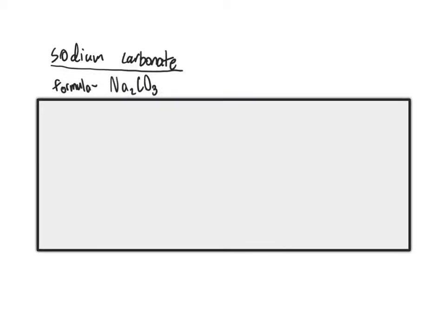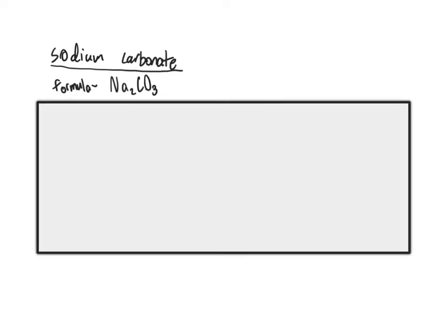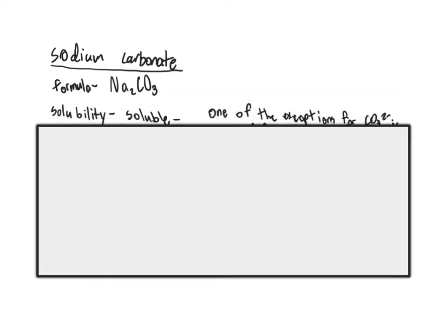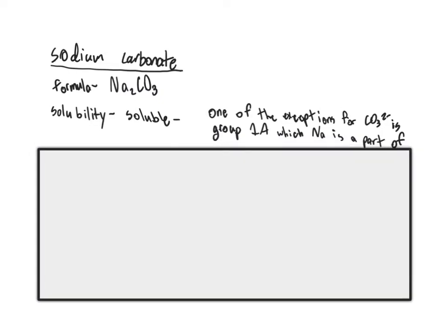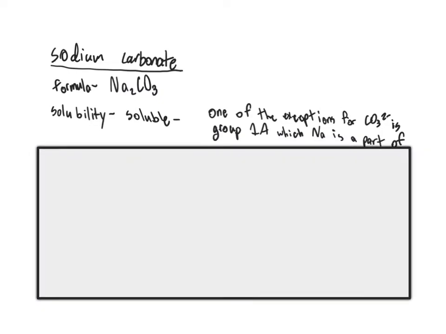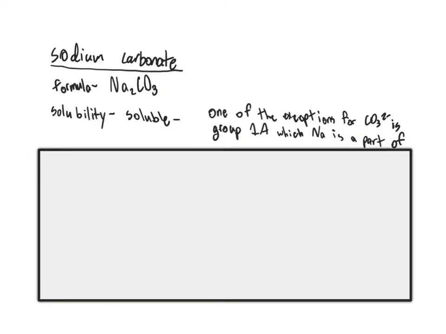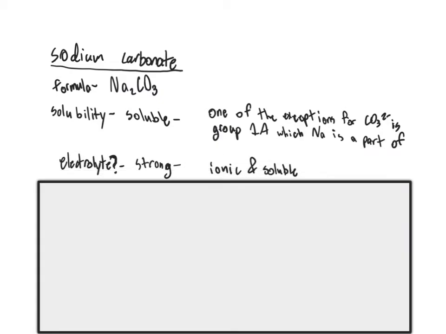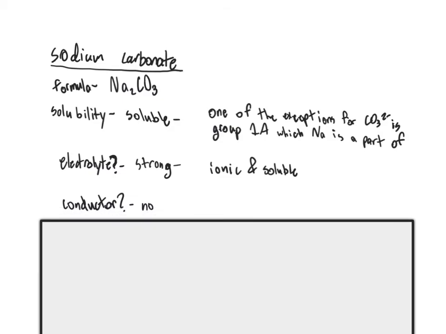For sodium carbonate, the formula is Na2CO3. For solubility, it is soluble because one of the exceptions for CO3 2-, which is usually insoluble, is group 1A, which sodium is a part of. For if it's an electrolyte, it is a strong electrolyte because it is ionic and it is soluble, and it is not a conductor.